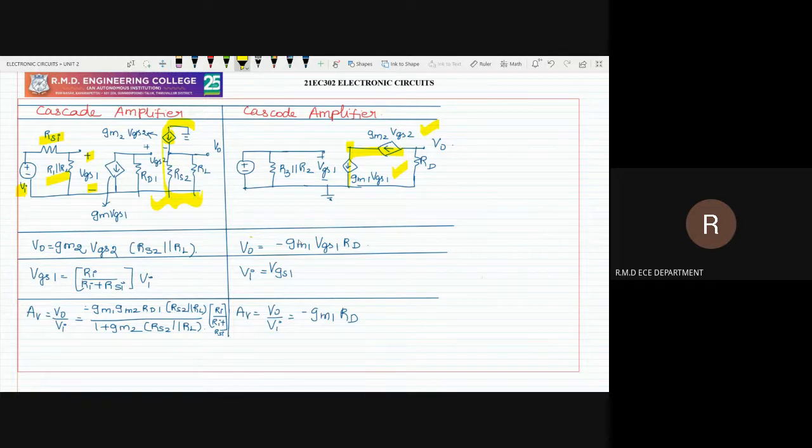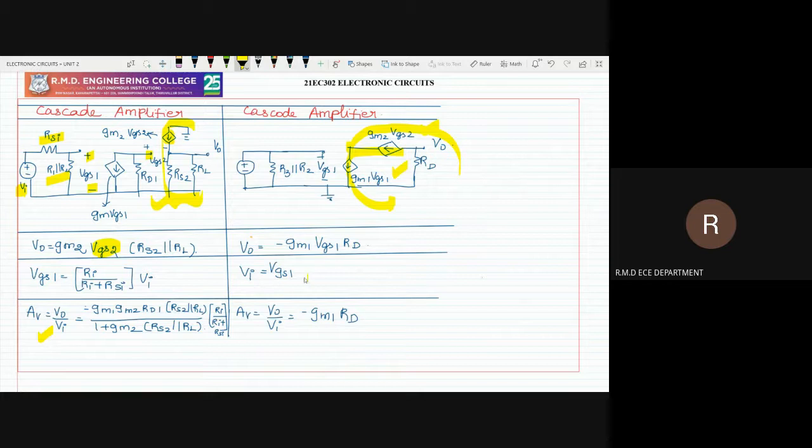Then, in the same way, V0 for the cascode amplifier is a single configuration and the value is negative, because the current flow will be in the anti-clockwise direction. Always the current flow will be clockwise, hence it is minus gm1 VGS1 into RD. The next step is to find the input voltage. For this configuration, you first have to find the value of VGS2. This can be found by applying KCL at this node. Find the relationship between your VGS2 and VGS1. After finding the relationship, take the formula of VGS1 by the voltage divider rule. Then you have to substitute both answers.